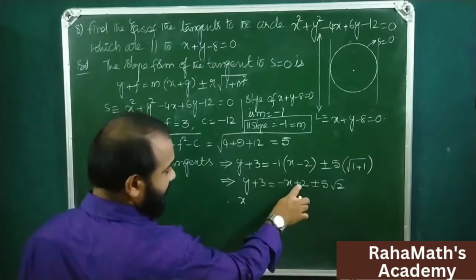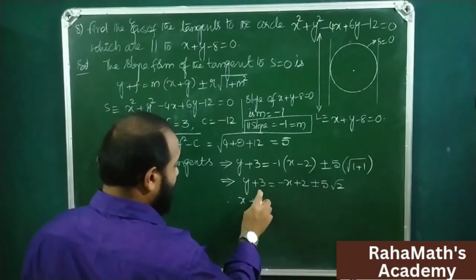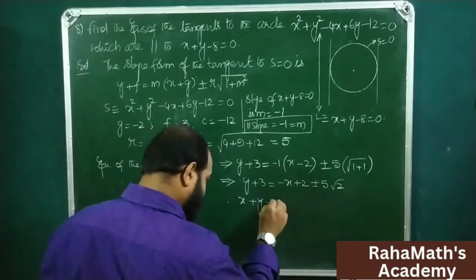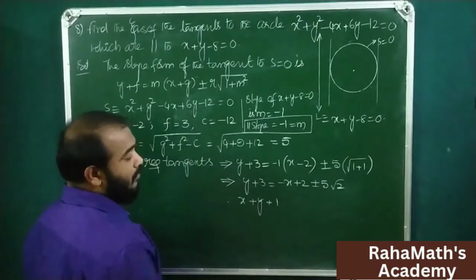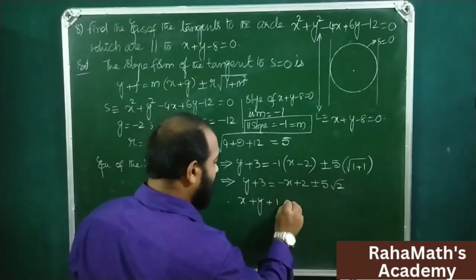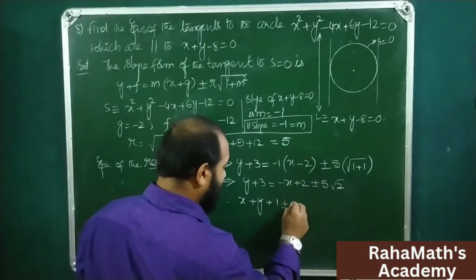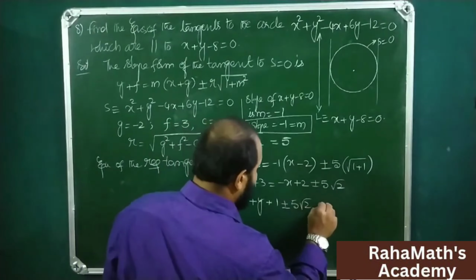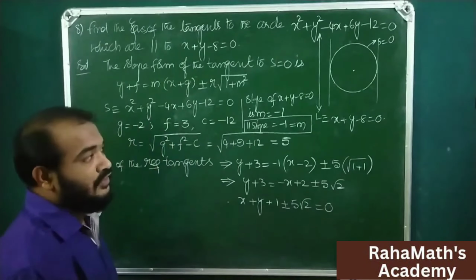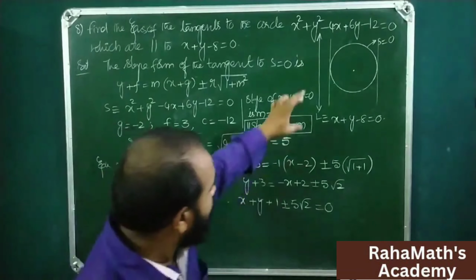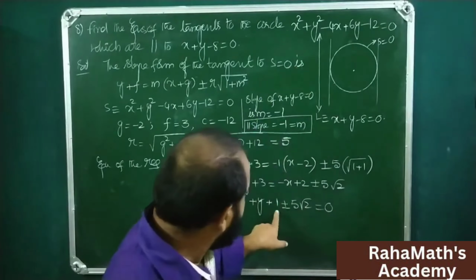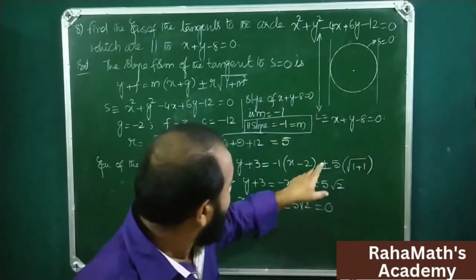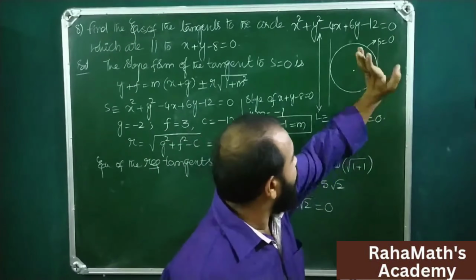Therefore x + y + 3 − 2, that is +1, ± 5√2 = 0 are the equations of the required tangents. There's no change if I write plus or minus as well. One tangent is this: if I take +5√2, it is this line. And if I take −5√2, that is this line.